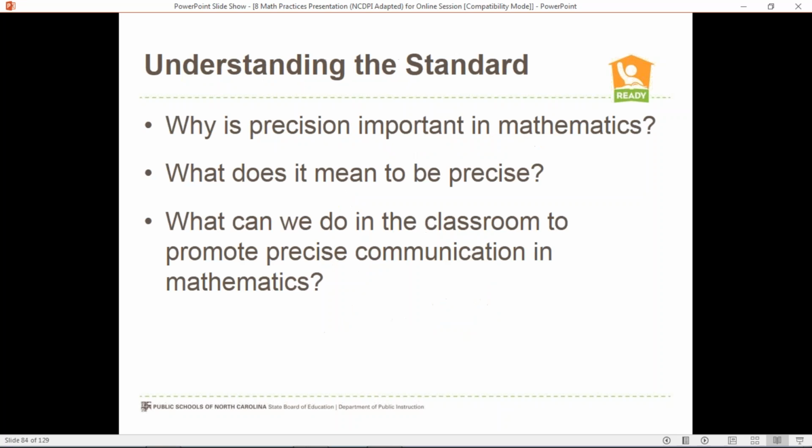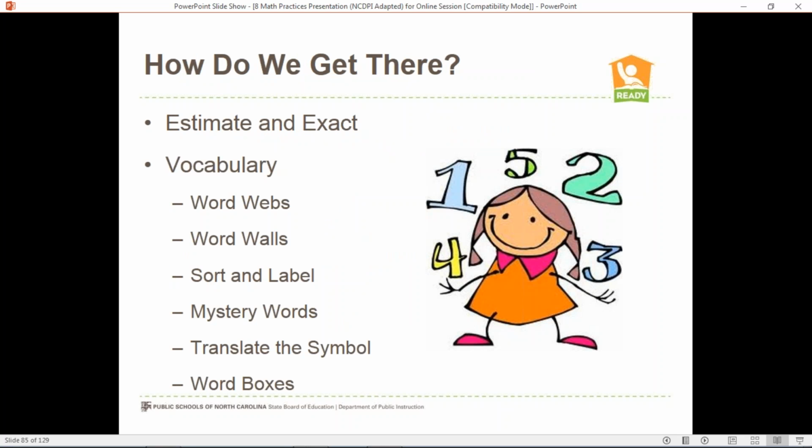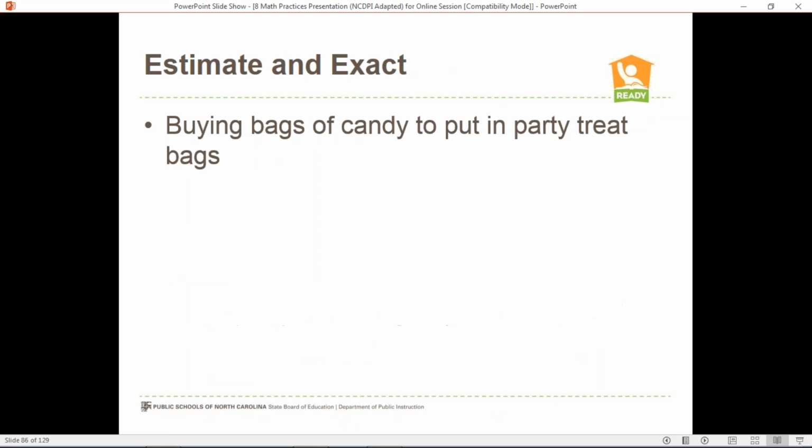So what does it mean to attend to precision, right? And why is it important? What does it mean to be precise? When is precision really the most important? And then how do we help kids communicate precisely, right? How do we get there? Let's look at some strategies here that we'll go through with attending to precision, looking at estimates versus exactness, right? And then ways to build precision with vocabulary, such as those listed there. And we'll go through those here in just a second.